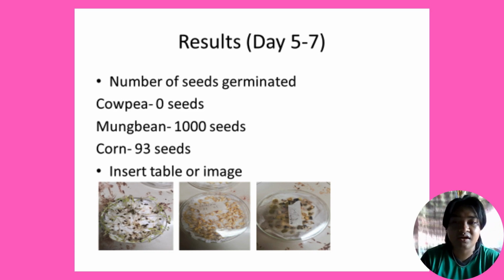For the corn, 93 seeds germinated out of 100 seeds tested, which also indicates a high germination rate. The picture shows the actual samples observed by our group during the experiment. The three pictures show it all.